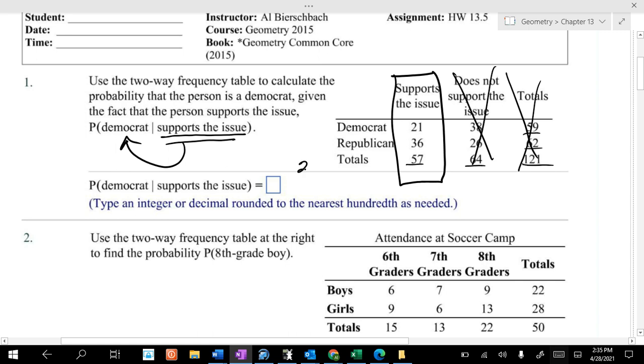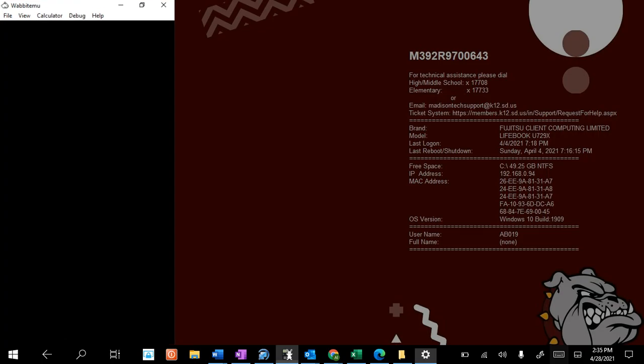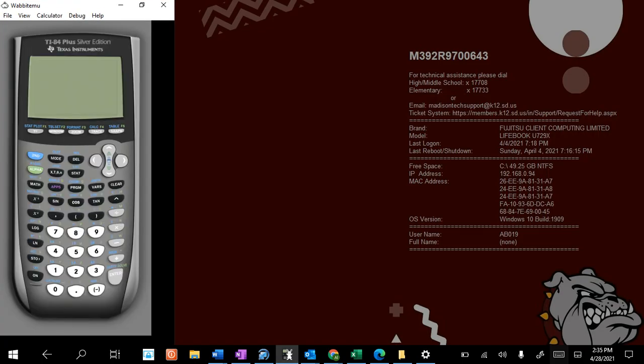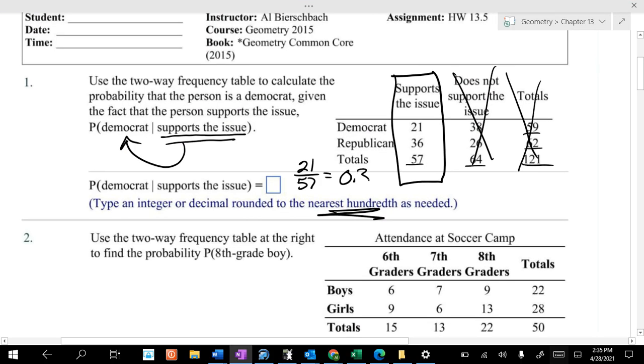So it's 21 out of 57, and then you turn to a decimal rounded to the nearest hundredth. So have your calculators out because you will be using them today. What is 21 divided by 57? 0.36. I don't know what I just did. 0.36 to the nearest hundredth.